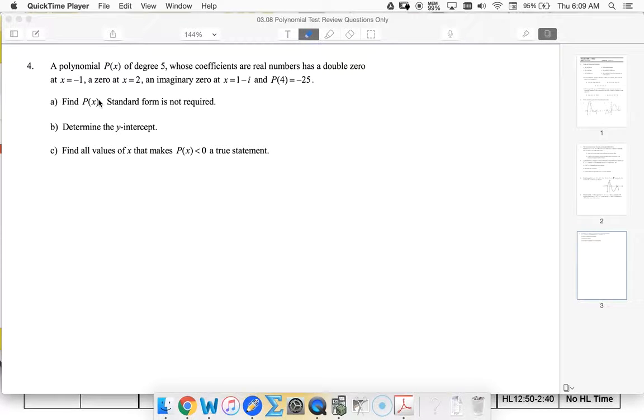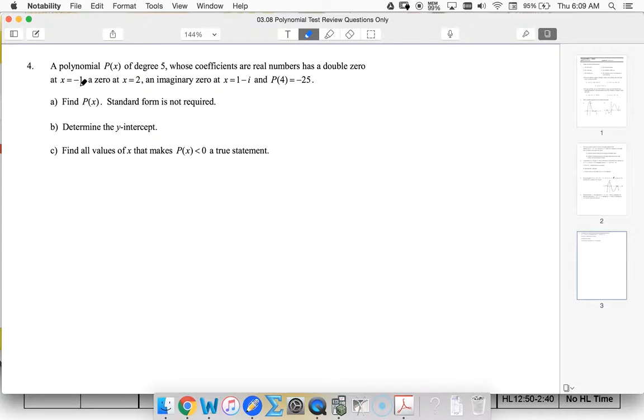Hello students, I'm going to talk about this problem in our review packet. So we've got a polynomial that's fifth degree, double zero at -1, zero at x equals 2, and an imaginary zero at x equals 1 minus i, and some information to help us find the a value. So let's go ahead and write down what we know.